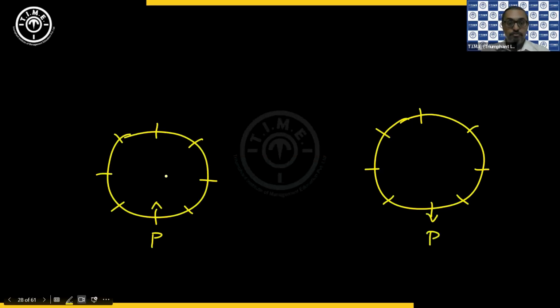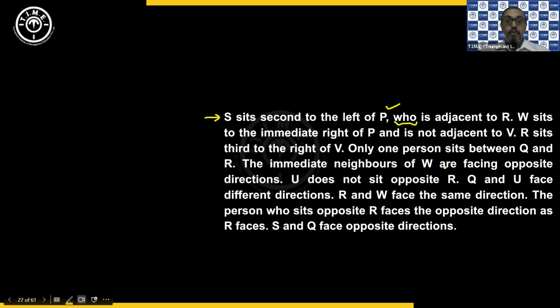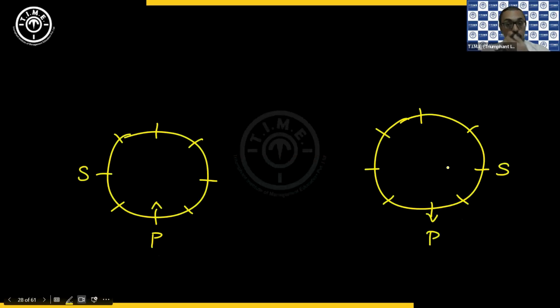Now S is second to the left of P. So in the first case, left is clockwise direction. So you will have S here. And in the second case, left is anti-clockwise direction. So you will have S here. Which means P is adjacent to R. Now both the adjacent positions of P are available. So let us wait for that.